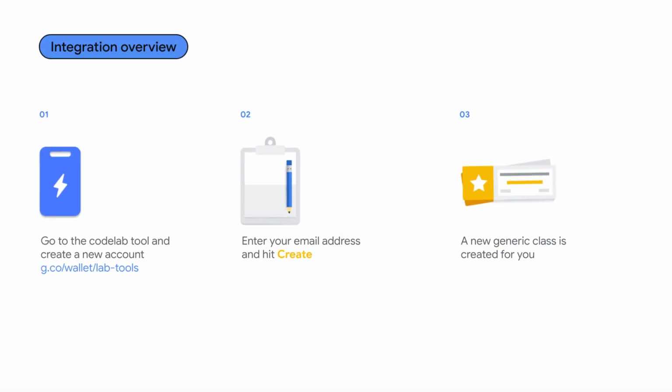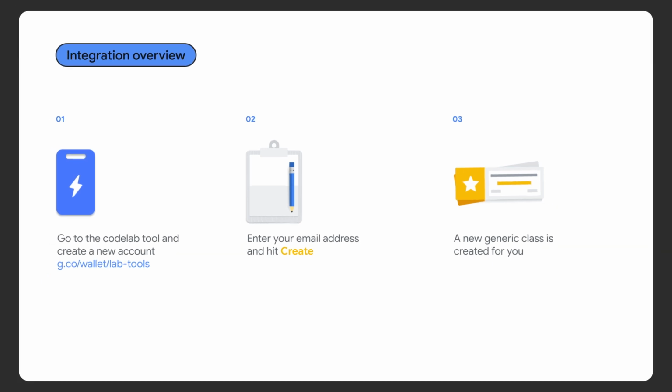Now coming back to the workshop. To help you get started with the Android integration, we have prepared a sample generic pass model and a test account that you can provision to complete the integration without signing up or completing a backend integration yourself. To do that, head over to g.co/wallet/labtools, enter your email address, and click Create, as I'll be doing on screen.